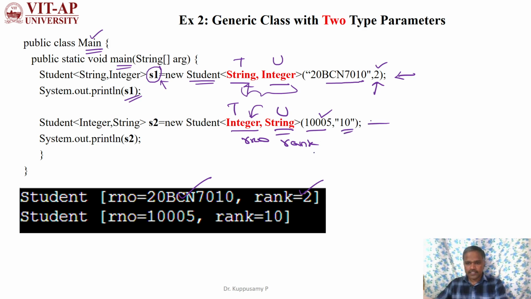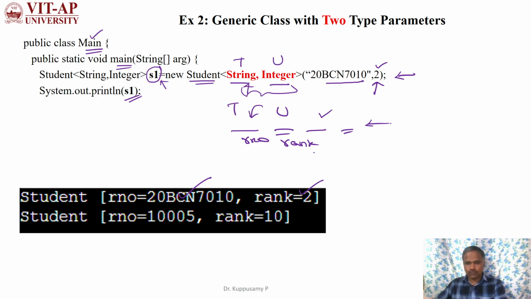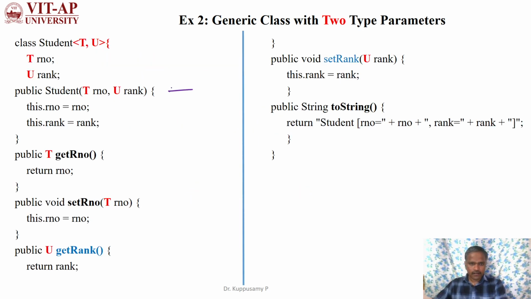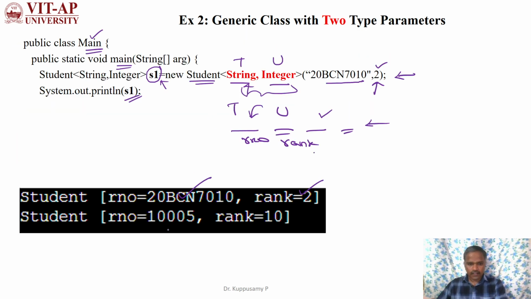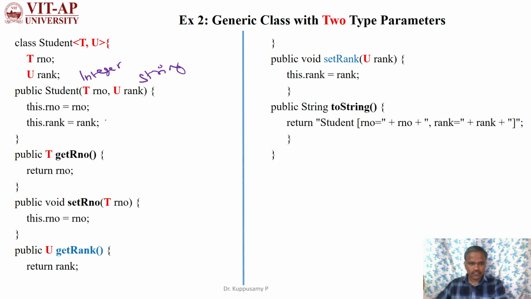Once this statement is executing, control will pass to the constructor here. Okay, so here this is receiving first an integer. The roll number is now integer and rank is now string. So the integer which is receiving the data here is 10,005, and rank is now string, the value 10, which is passing here. Okay, so now these values are assigned to roll number and rank respectively. So rank will be 10, roll number will be 10,005.